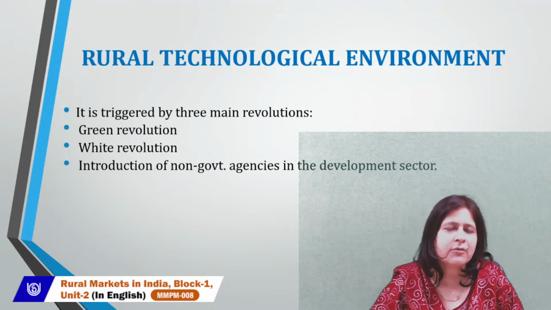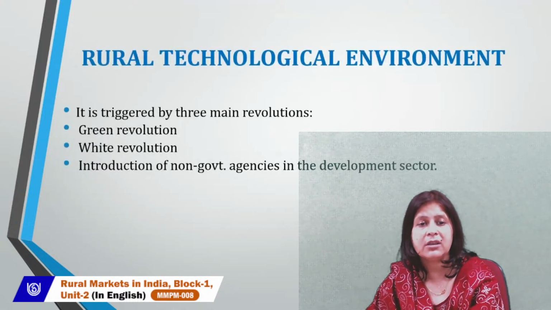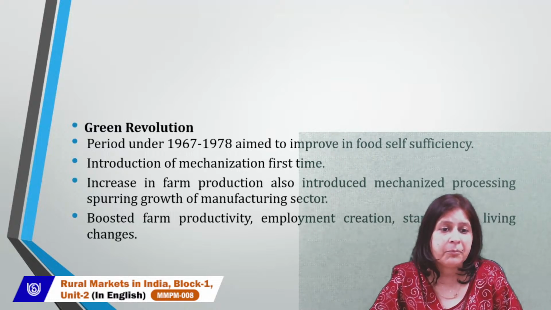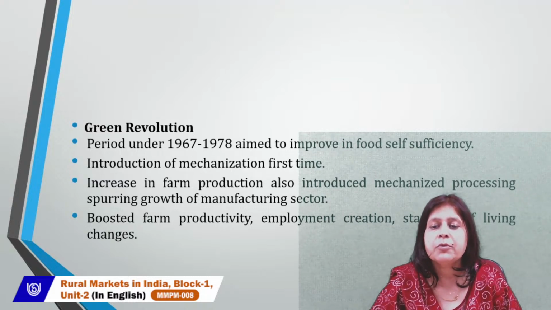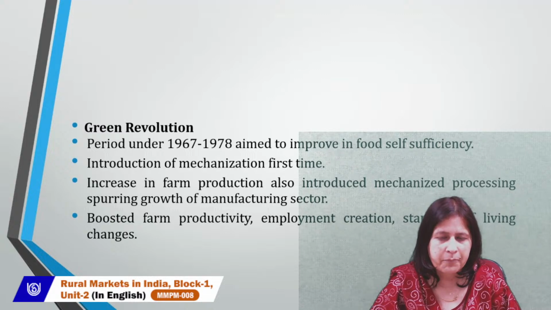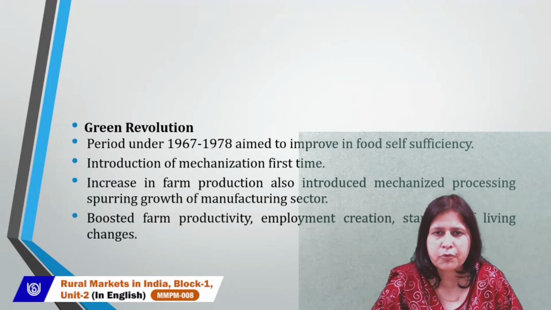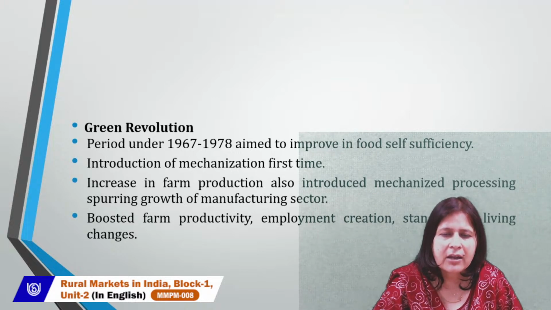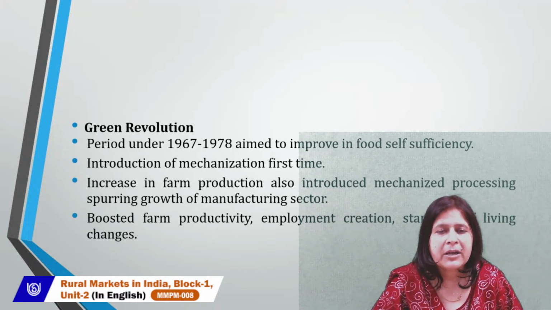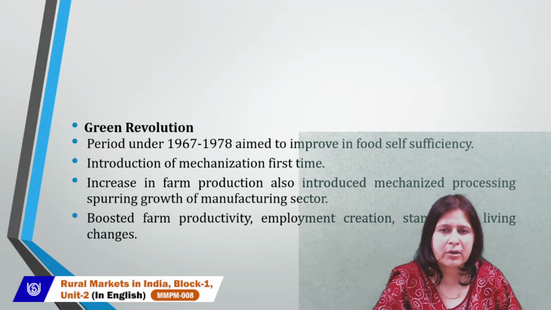What is the green revolution? We all know about the green revolution. It was a technological advancement during the period of 1967 to 1978. It aimed to improve food self-sufficiency. We all know that after independence there was a crunch of food grains in India, and from 1967 to 1978 the government aimed to improve food self-sufficiency. Before that we used to import the food.